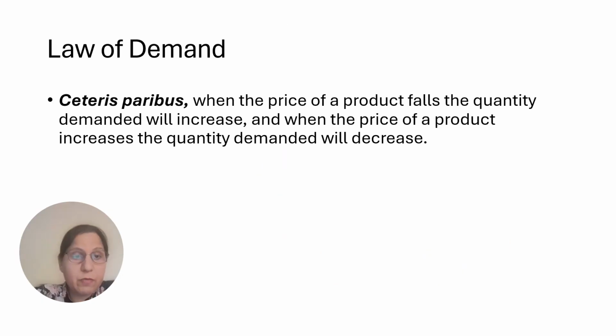So based on the previous discussion, we conclude the law of demand is ceteris paribus. Ceteris paribus means other things being equal, no change in other factors, other variables. When the price of the product falls, the quantity demanded will increase, while when the price of the product increases, the quantity demanded will decrease. That is about the market, the demand side of the market.